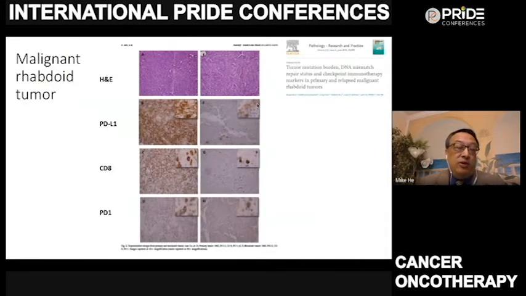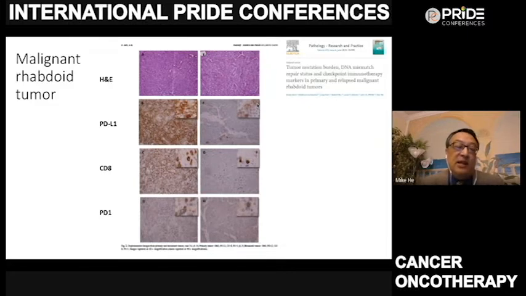So here I'm showing you some examples. This is a malignant rhabdoid tumor, which is a very cellular, very aggressive tumor. You can see the H&E on the top, followed by the PD-L1, which should be a membranous staining, and then CD8 and PD1. This is only one example, with the primary tumor on the left and the metastatic or post-treatment tumor on the right.